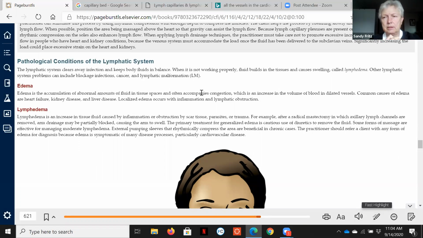Sometimes that obstruction is due to a parasite that is in many of your southern countries in Africa that can get into the lymphatic vessels, and it just clogs them up. This can occur if the normal drainage pathway has been disturbed. Commonly, you'll hear about this with removing lymph nodes in the axilla related to breast cancer surgery, and then interference with the draining of the arm. So there are a lot of reasons that this can occur.